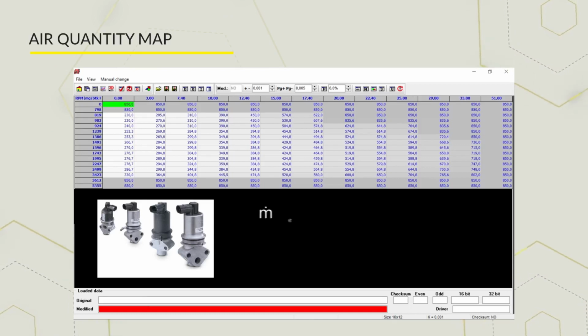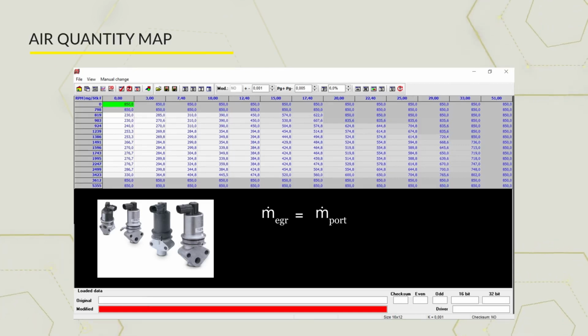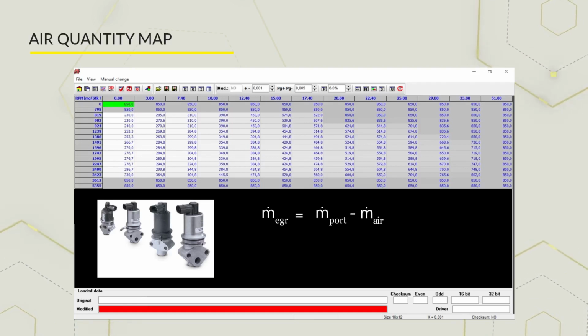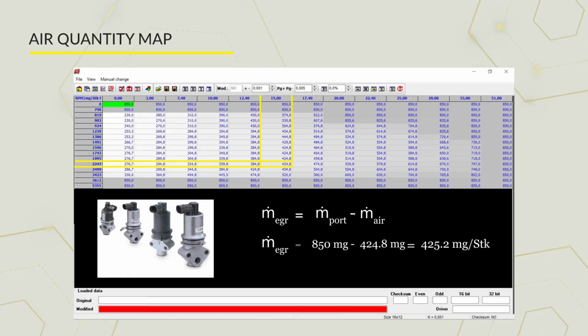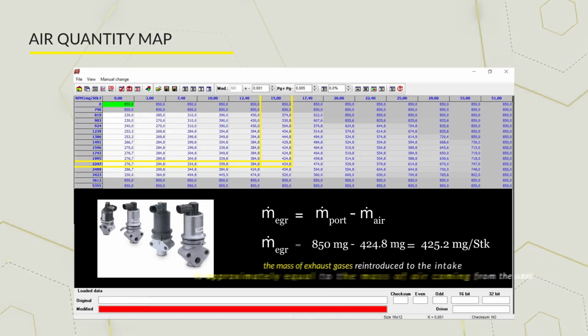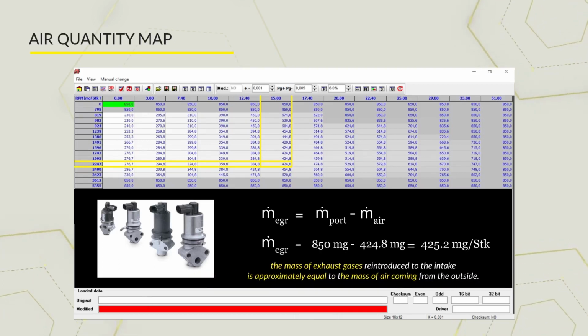Consequently, with this map, it is possible to understand the mass of the exhaust gases recirculated by the EGR valve. We just need to get the difference between the total air flow entering the manifold and the actual amount of air entering the intake duct. Applying the formula we have just seen, using as reference 2,247 RPM and 15 milligrams of injected fuel, we find a value of 424.8 milligrams entering the engine as clean air from the outside, and we get 425.2 milligrams. So, we can say that the mass of exhaust gases reintroduced to the intake is approximately equal to the mass of air coming from the outside.